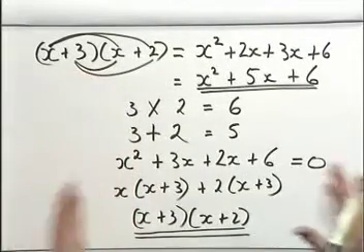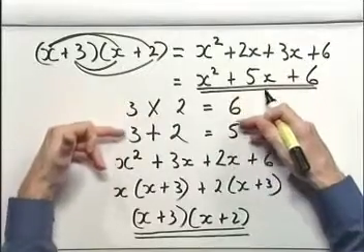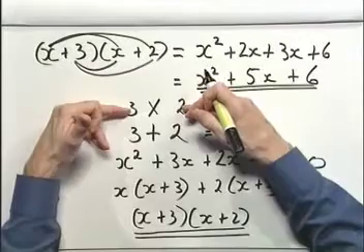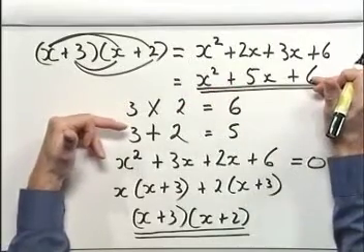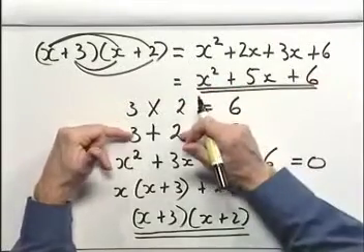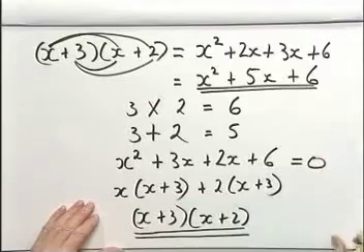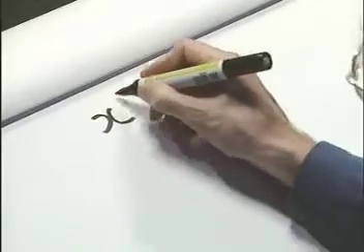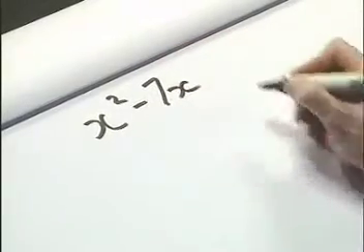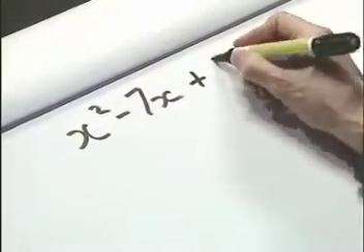Now, that's what we've done. And what we need to do is to be able to repeat this process of looking for numbers that multiply together to give the constant term and numbers that will add together to give the x term. So let's have a little bit of practice at that. Let's look at x squared minus 7x plus 12.